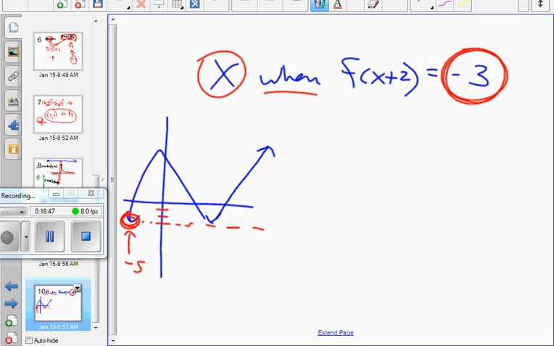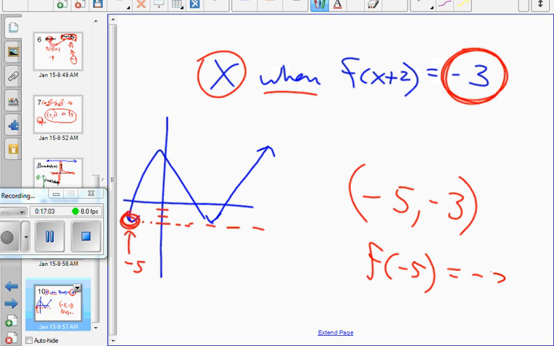Then what that means is that the point -5 comma -3 must exist on your graph. Do you agree with that? Then do you get that that means f of -5 is -3? That's another important thing to get. If this point is on your graph right here, then this must be true, that when you take f of -5, you get -3.